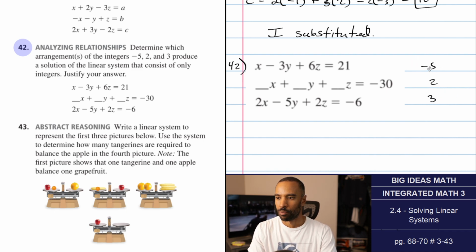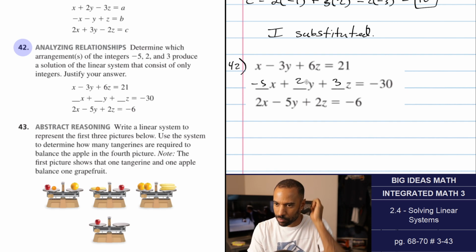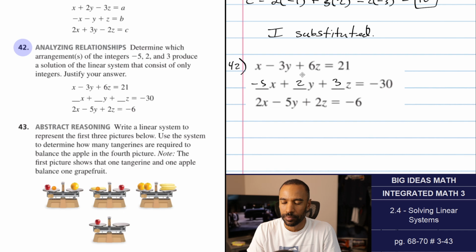Okay, so if I do -5 and 2 and 3, straight up in that order, I'm wondering how there's a fast way to do this. I don't know.